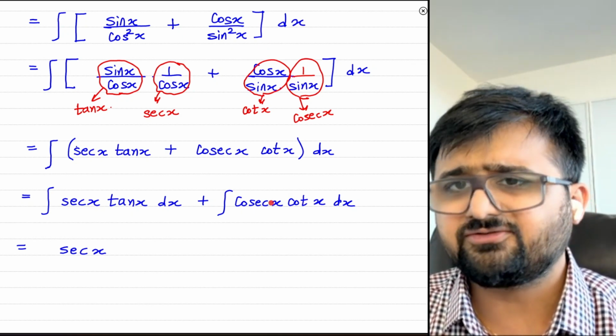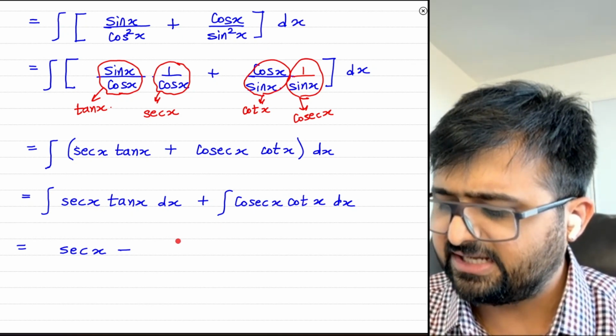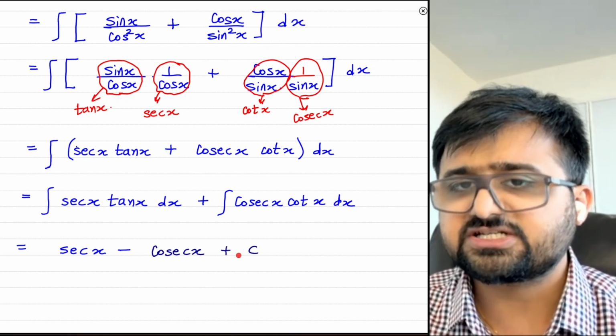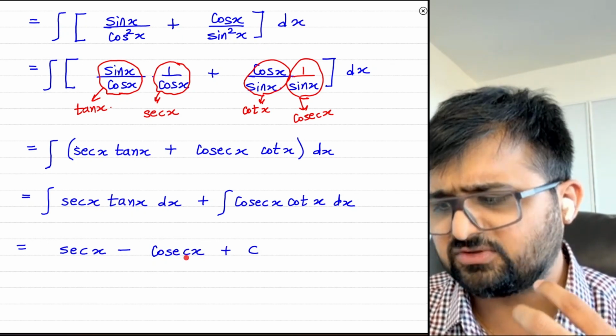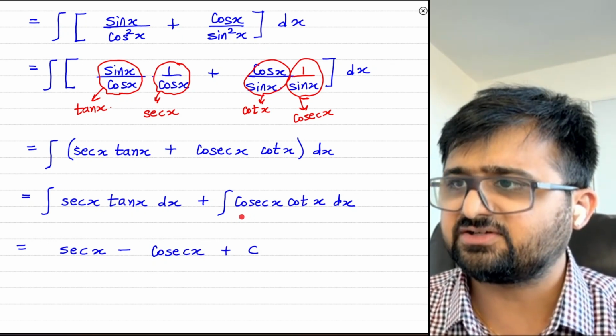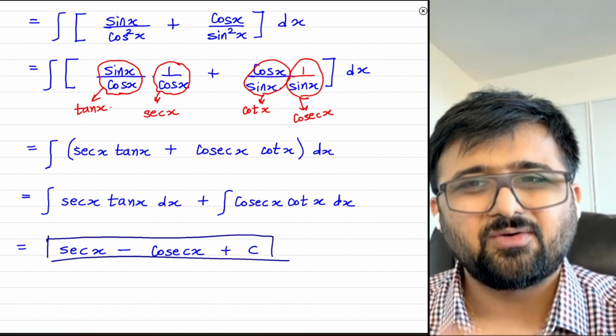And integration of cosec x cot x is minus cosec x. So this can be written as minus cosec x, plus let's add the constant of integration. Again, the derivative of cosec x is minus cosec x times cot x, which is why integration of cosec x cot x is minus cosec x. And this is your final result. I hope that makes sense.